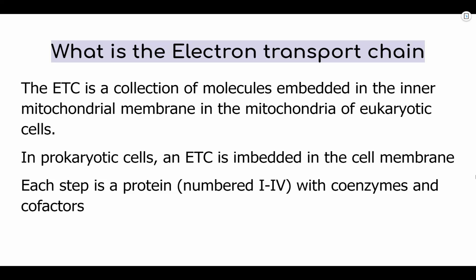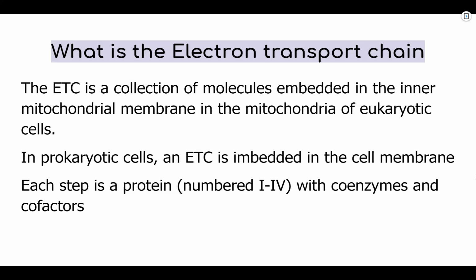Eukaryotic cells aren't the sole perpetrators of cell respiration. Prokaryotes can do that too, but prokaryotes don't have internal membrane systems. So their electron transport chain is on the outside of their cell membrane. It's just on the outside of the cell.